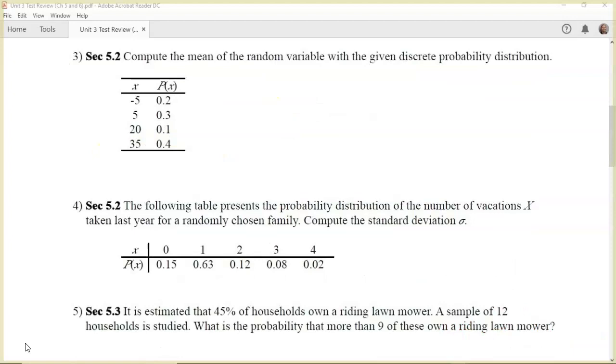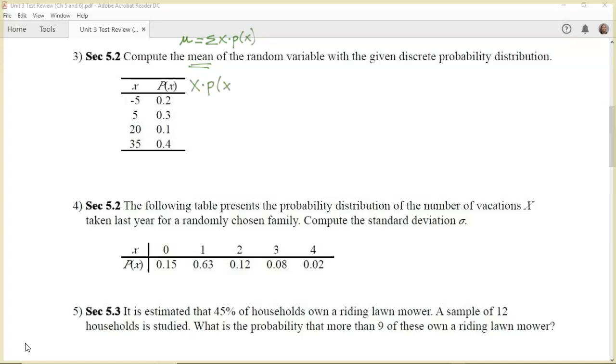As we transition from section 1 to section 2, we start to take a probability distribution and calculate a mean, a standard deviation, and a variance. The first question is more simple. It says compute the mean of a random variable with the given discrete probability distribution. If we recall from section 2, the mean is the sum of each probability times the value of its discrete random variable, and that will give us the mean value.